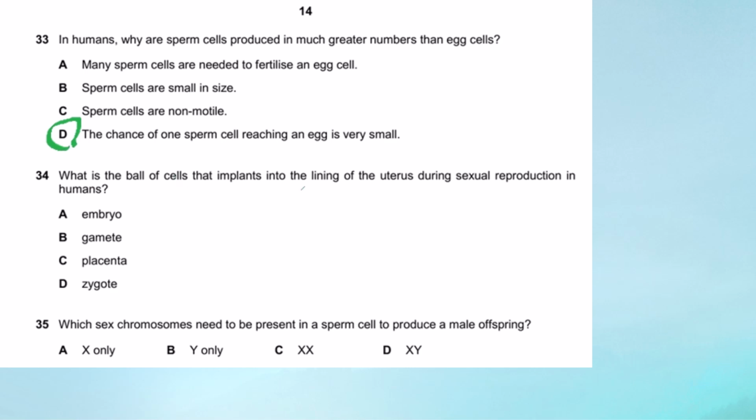What is the ball of cells that implants into the lining of the uterus during sexual reproduction? Well, it's the embryo. That's just one of the definitions you have to remember.